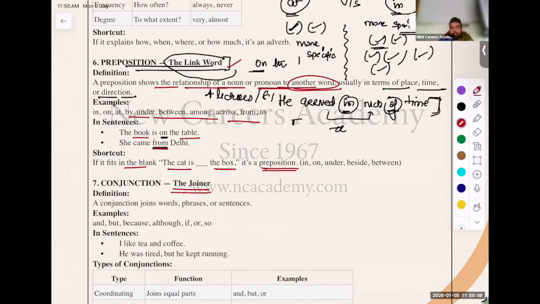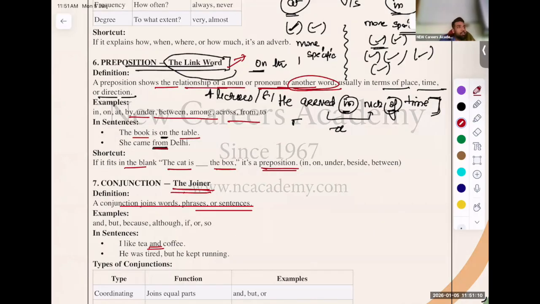Preposition is a link. Conjunction is a joiner. A conjunction joins words and phrases, for example, I like tea and coffee. There is no connection. Is it clear? There is no link between tea and coffee. It is just joining. So a link is, for example, the tea was lying on the table.